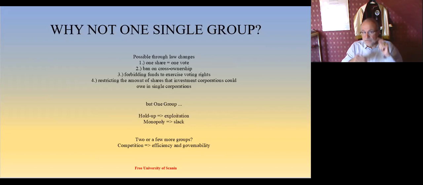But one group, that means that you run the risk of hold-up, because then one group, you have to meet one group. You cannot play with two groups and they compete with each other. You have only one, and then they can say to the politicians, well, if you don't like it, we move. And then politicians cannot say anything, so it's a hold-up. And then you have the monopoly idea. If you have one group that is totally dominant in monopoly, you always tend to have slack. So it's not good for efficiency. So then you have two, maybe a few more groups, then you have efficiency and you get this governmental ability. So that's why I think that the politicians, even if they don't like power concentration, they like to have it so they can govern the industry, the economy.